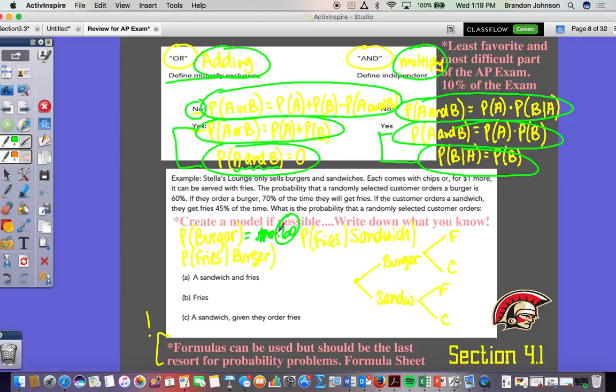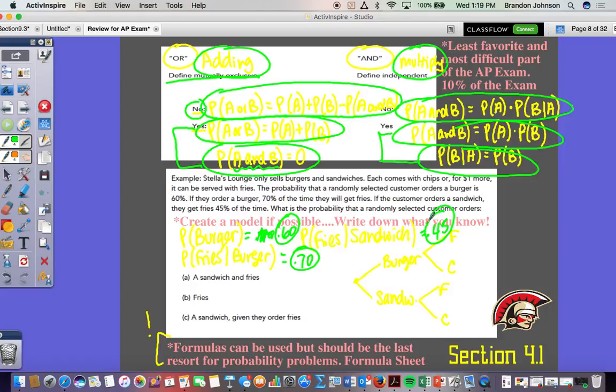So this is kind of what we just talked about. Since they ordered a burger, what is the probability of getting fries? So we would say probability of fries given, or considering, that they selected a burger. Does that make sense, Ella? So that probability is 0.70. Now the next thing: the probability of getting fries given that they ordered a sandwich would be 0.45. So we've got these three that they've listed right here.